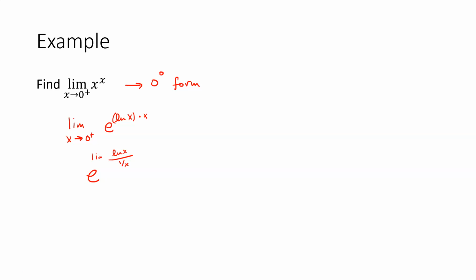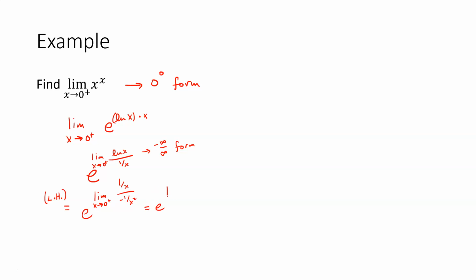So now we see that as x goes to 0 from the right, now we're in the form ln x goes to negative infinity, 1 over x goes to infinity. So it's in the infinity over infinity form. So now it's in the form where we can use L'Hopital's rule. So taking the derivative of ln x in the numerator there, we get 1 over x, and then taking the derivative of 1 over x in the denominator, we get negative 1 over x squared.